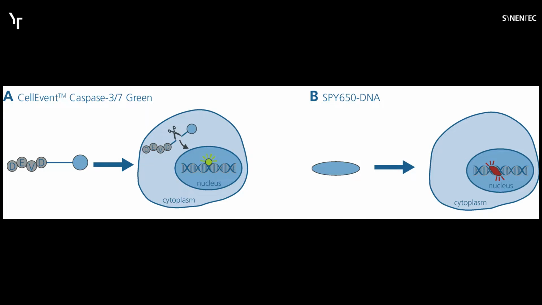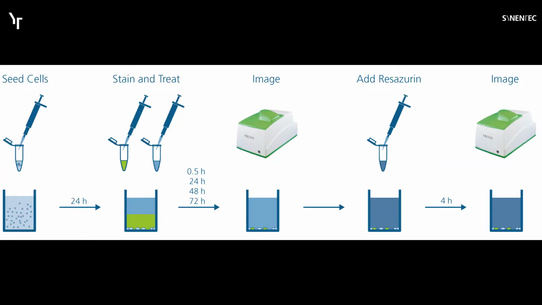We combined this reagent with the probe Spy650 DNA, which is membrane permeable and can thus enter all cells, in which it fluoresces upon DNA binding. In our simple add, no wash, no lyse assay, we seeded pancreatic cancer cells on 96-well plates.